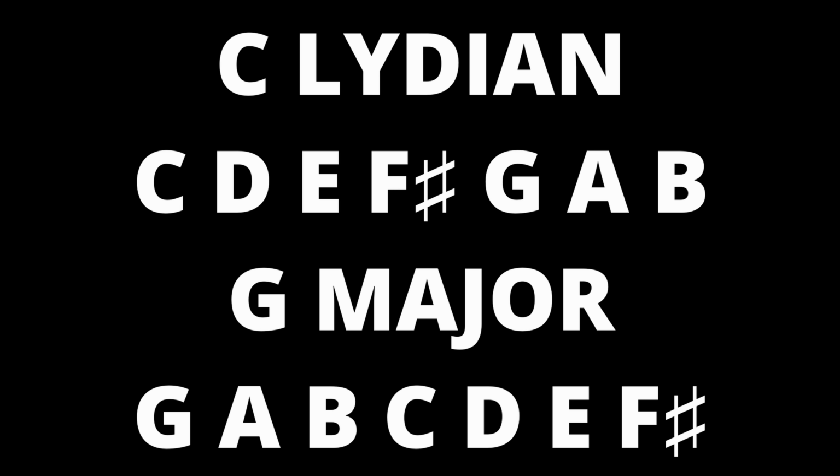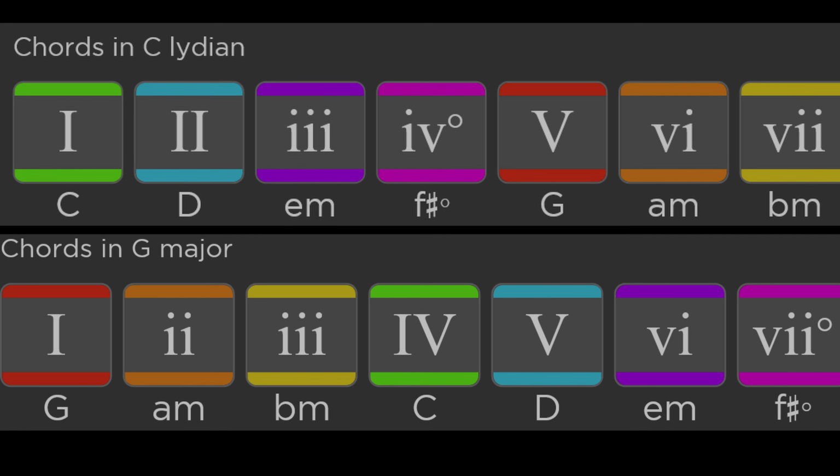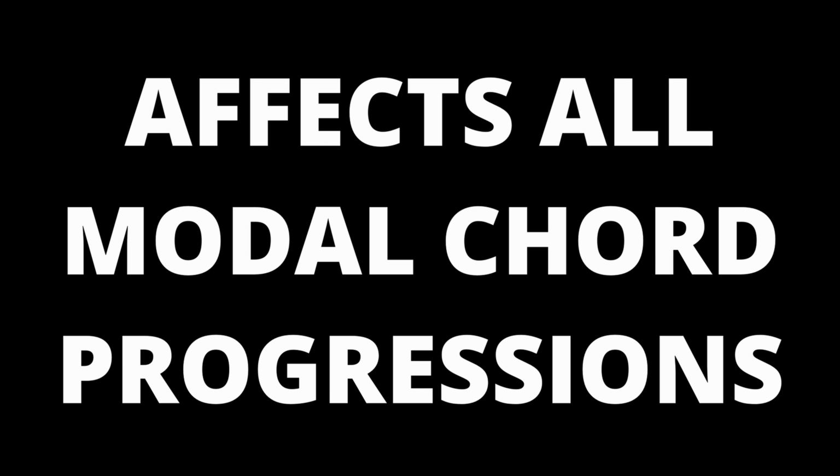It is harmonically unstable. Every mode has a major scale with the same notes. For example, C Lydian and G major/Ionian. This means that they also share the same pool of 7 chords. They just have different Roman numerals because they are in a different order. This makes modal chord progressions harmonically unstable.